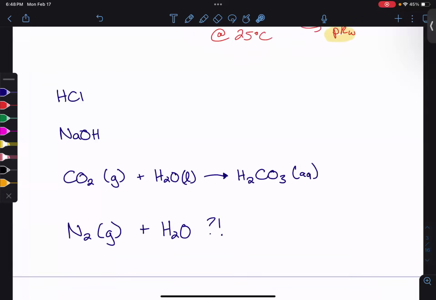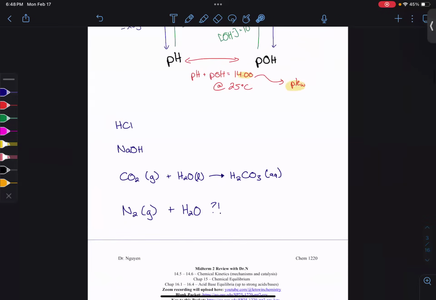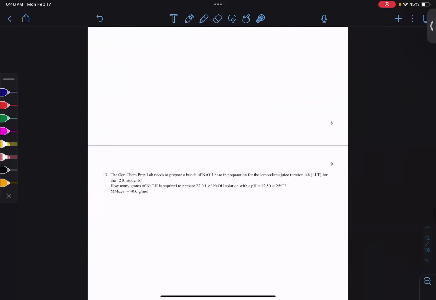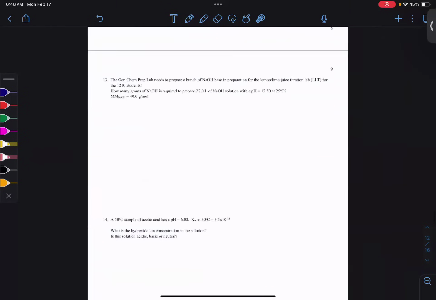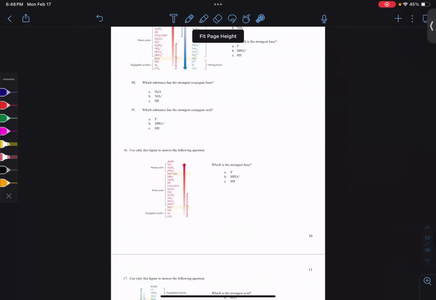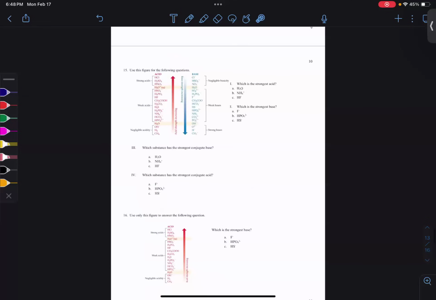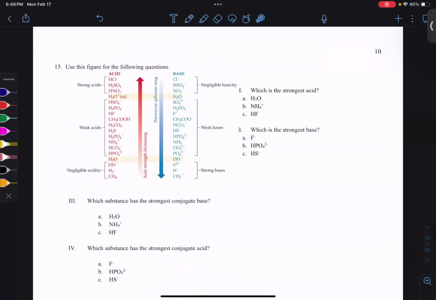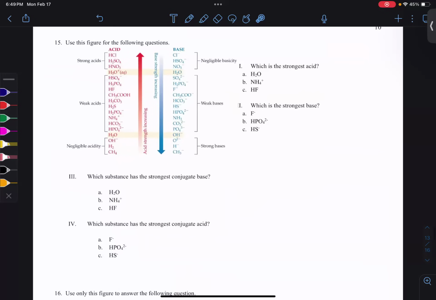All right, so we got 12 minutes left. Is there a certain question you want me to do for chapter 16? Okay, I want to use these figures, the last couple, and then we'll work our way backwards. So this is question 15 on page 10. All right, so use this figure. The department loves these figures. So use this figure for the following question.